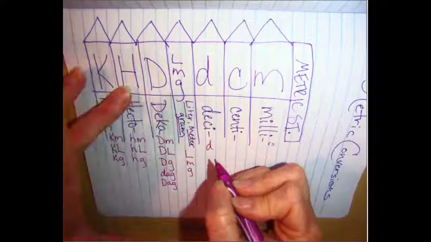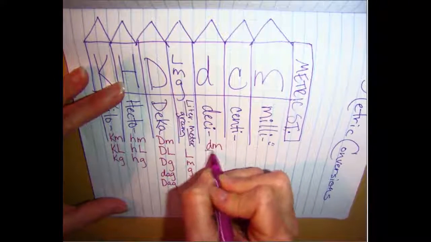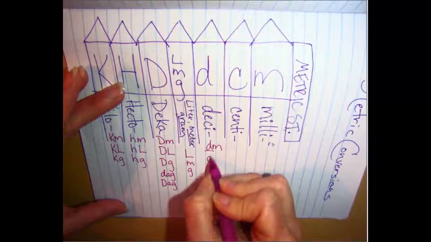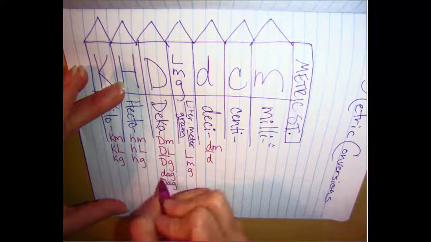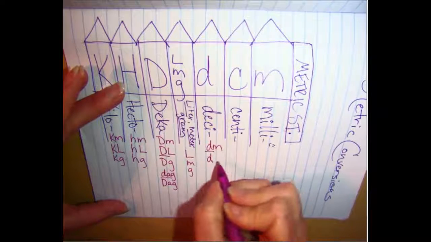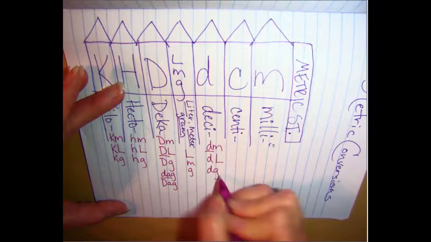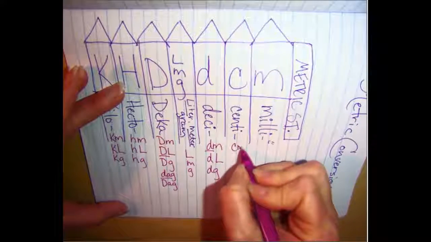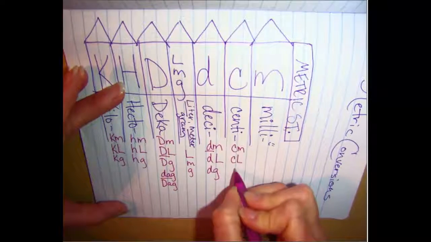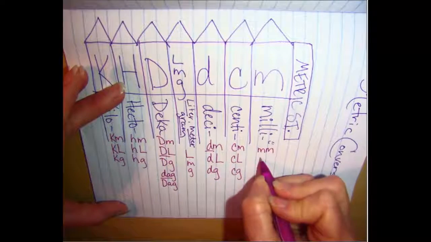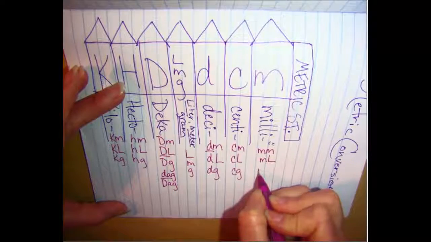Decimeter, little d, little m. If it starts with a lowercase d, it belongs in the house of deci. Got it? Capital D or a DAG, it's deca. Deciliter, decigram. Then these are the ones you're the most comfortable using because you've seen them the most. Millimeter, milliliter, milligram.